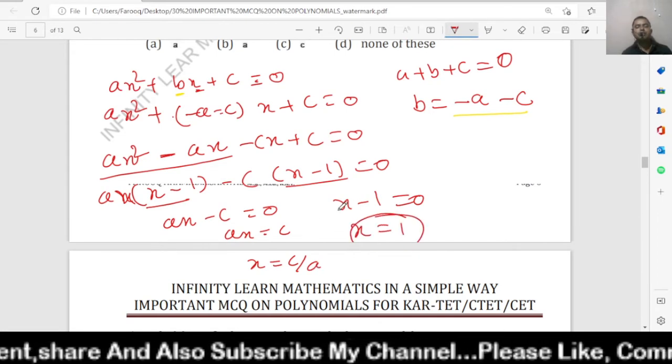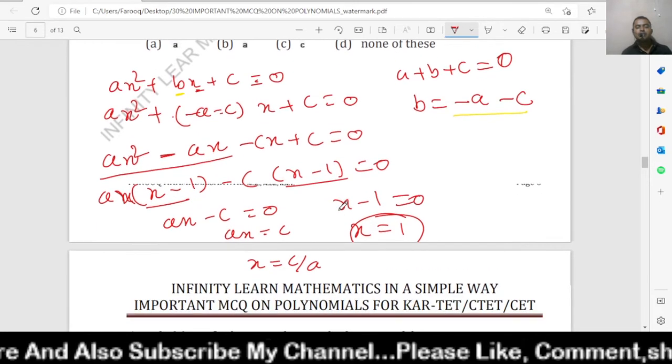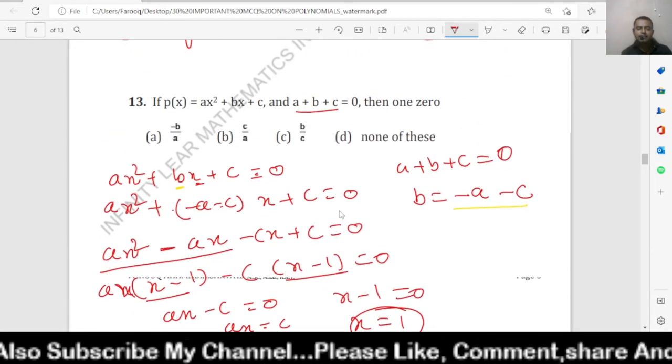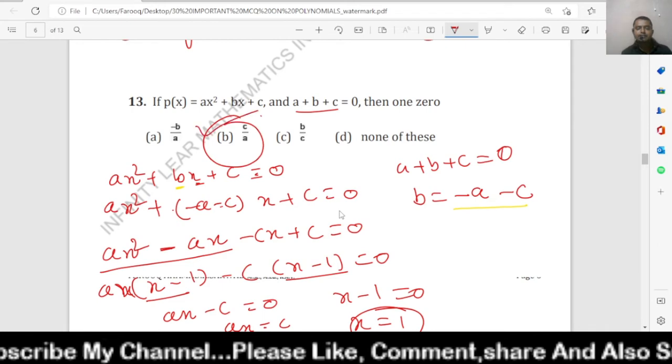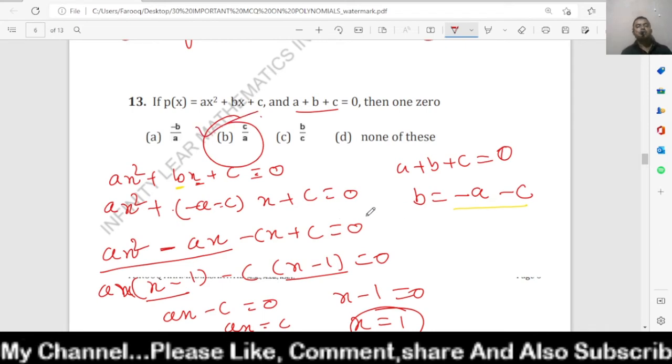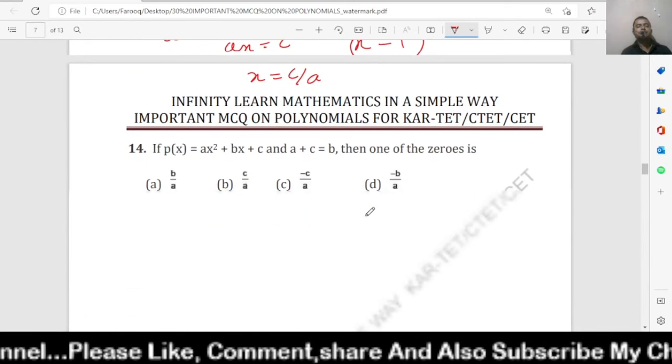See here, is there any option? That is c by a option is there here, and option B is correct. The zero of the polynomial is option B, that is c by a.